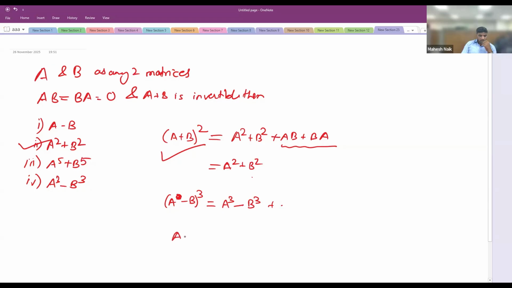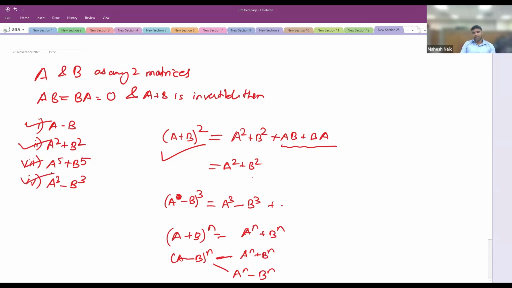So (A + B)^n will be A^n + B^n. And if I go for (A − B)^n, there are two possibilities. If n is even, it will be A^n + B^n. If it is odd, it will be A^n − B^n. Okay, so all of this will eventually be invertible.